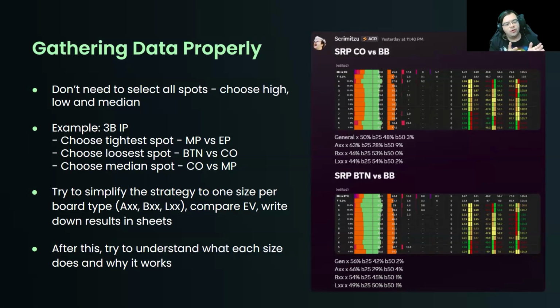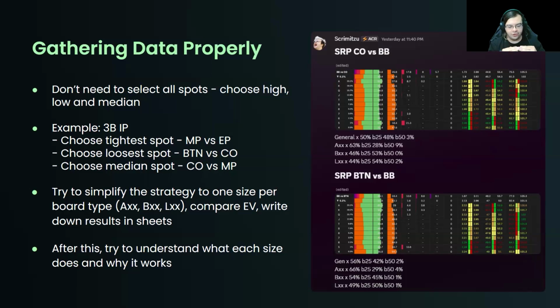So 3-bet in position, you choose the tightest spot. What is the tightest spot? Middle position versus early position. That's the tightest spot. Okay. What is the loosest spot in this configuration of in position? Blind versus blind is a little bit different. That's farther away, right? BVB should be generally treated separately. Button versus cutoff is the loosest spot. What is the median spot? Well, it's cutoff versus MP. So you take these three and you average out the frequencies, right? So you get the frequencies for each on general, ace high, Broadway, and then low XX, right? 9 and lower.